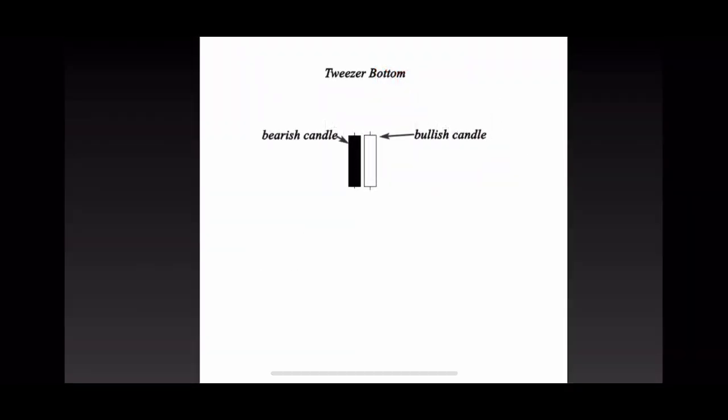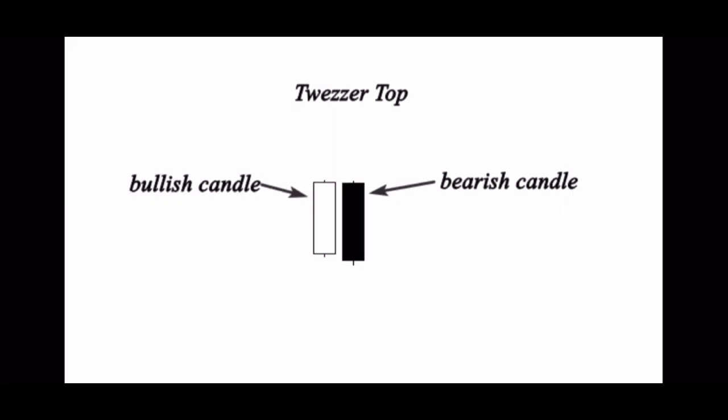Formation is considered a bearish reversal. Tweezer's top formation consists of 2 candlesticks. The first one is a bullish candlestick followed by a bearish candlestick, and Tweezer's bottom formation consists of 2 candlesticks as well. The first candle is bearish, followed by a bullish candlestick. So we could say that the tweezer's bottom is a bullish version of the tweezer's top.